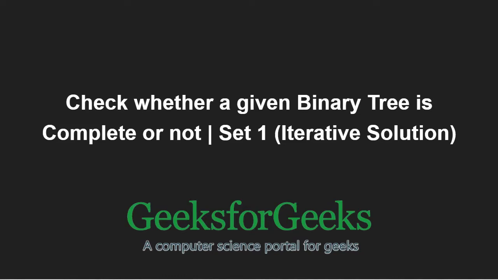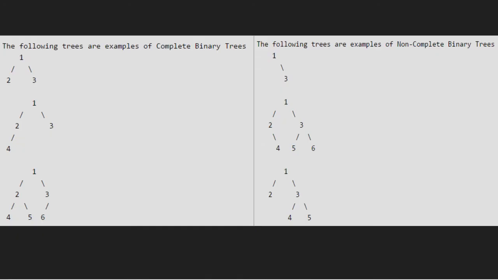In this video, we are going to understand the program which helps us in checking if a tree is complete or not iteratively. First, let us see what exactly a complete tree means. A complete binary tree is a binary tree in which every level except possibly the last is completely filled and all nodes are as far left as possible.